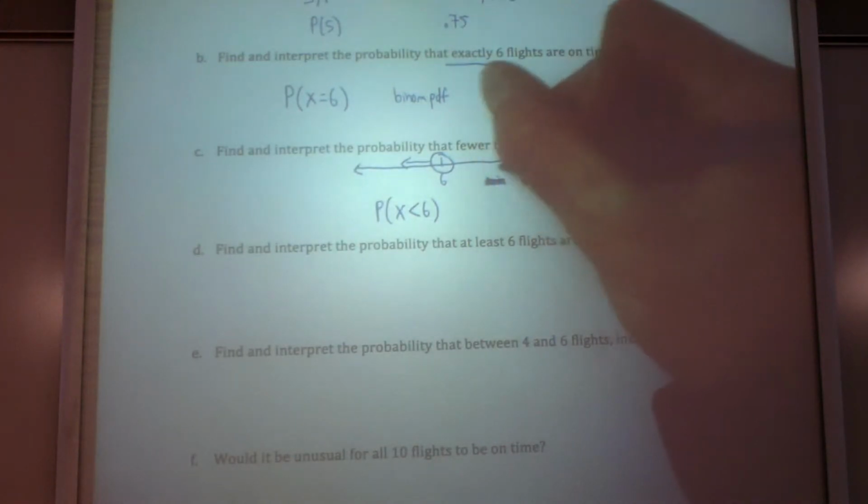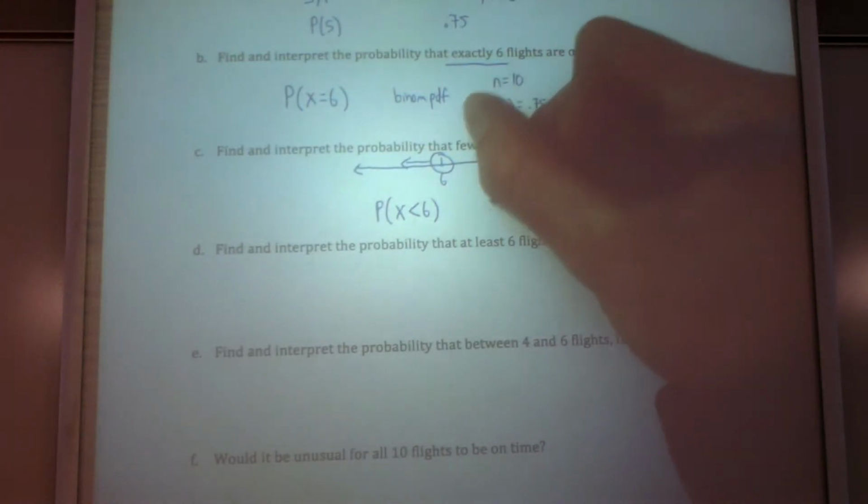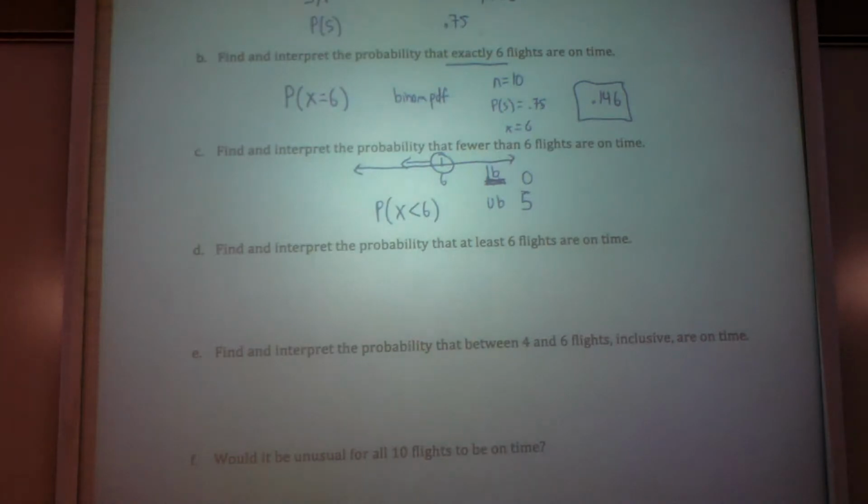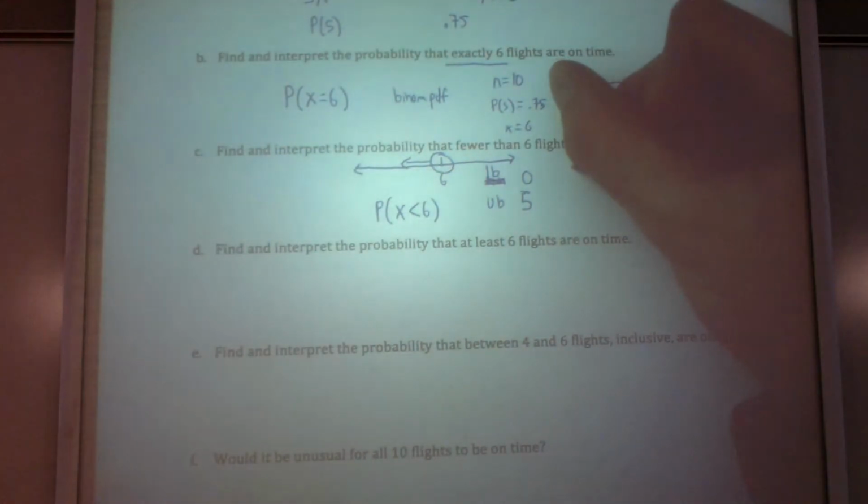And I'm going to use what they say. This is our lower bound. Our upper bound is going to be, is it 6? No, it's going to be 5 because we don't want it to be 6. We want it fewer than 6. And then our number of flights is still 10, and the probability of success is still 0.75.